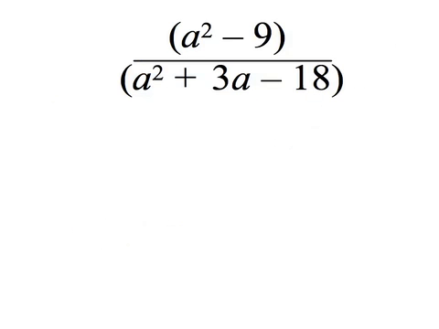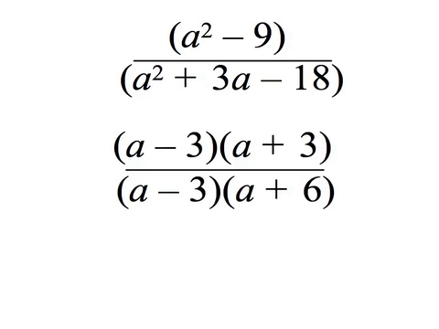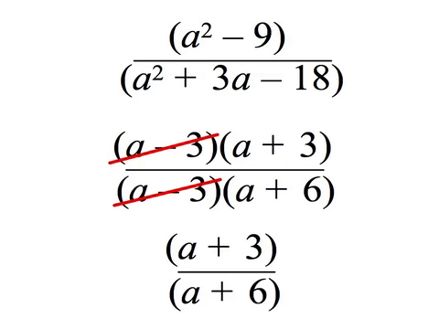So now we have a binomial on the top, a trinomial on the bottom. We can factor each one of these. We have a difference of squares, and then the trinomial just has a pair of factors. And we can cancel the a, take away 3's. And our final lowest terms fraction is a plus 3 over a plus 6. I've left the parentheses on, but they are not necessary.